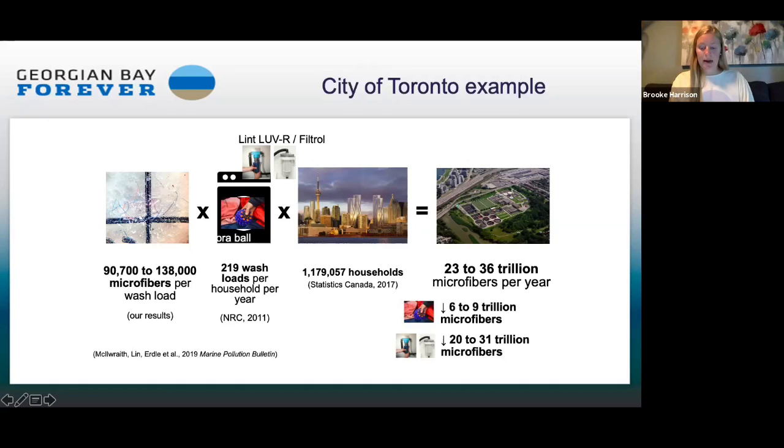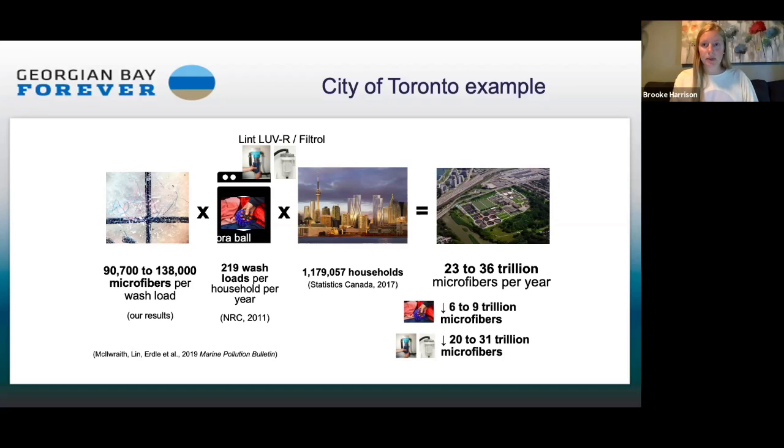When we start to look at the alternatives, the Coral Ball and these external filters, we knew that the Coral Ball would reduce about 6 to 9 trillion microfibers, and these external filters on your effluent can reduce 20 to 31 trillion microfibers per year. So that is per household.